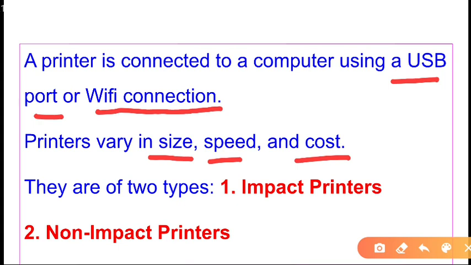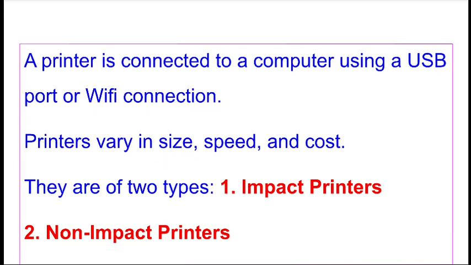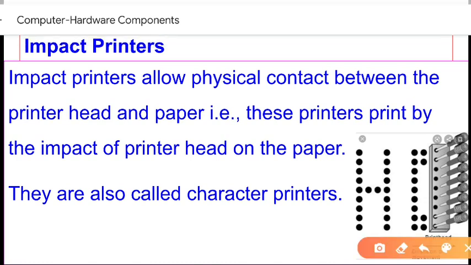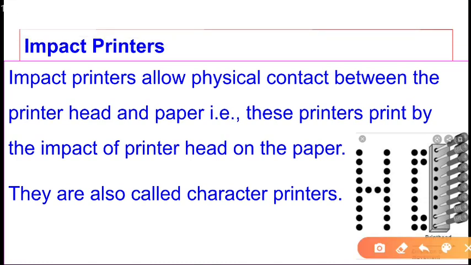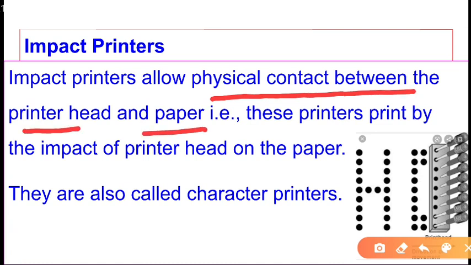Now there are two main types of printers: impact printers and non-impact printers. Let's talk about them. So what are impact printers, students? Impact printers allow physical contact between the printer head and the paper. See, can you see this? This is an example of an impact printer.